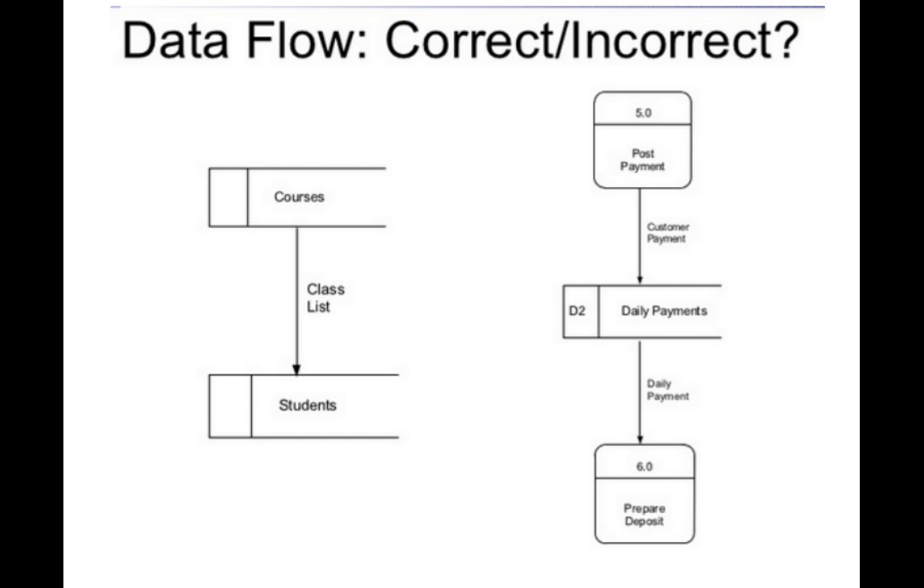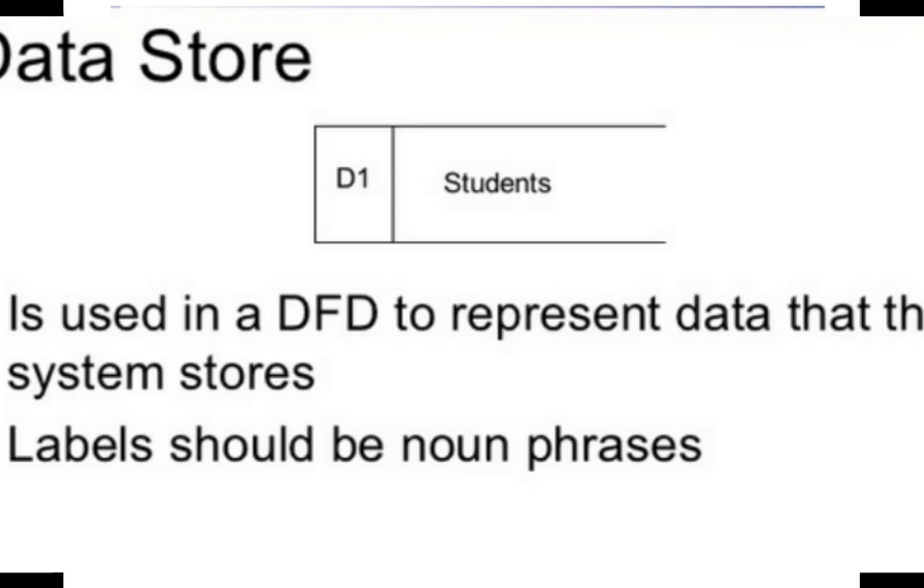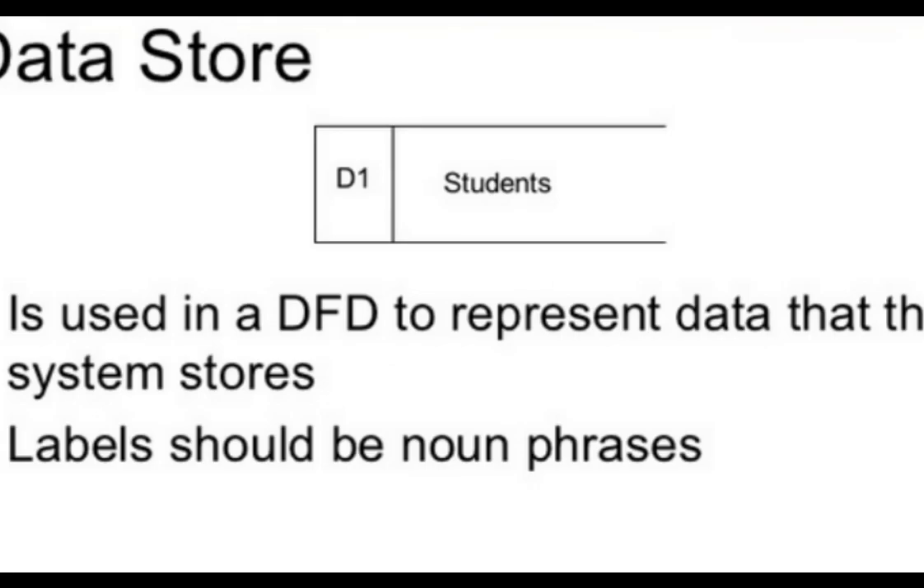Whereas in the second, the daily payment goes to the database through the post payment process, so data flow can happen to the database daily payments. Then from that database, prepare deposit is another process, so such kind of data flow is permitted. The second one is correct.